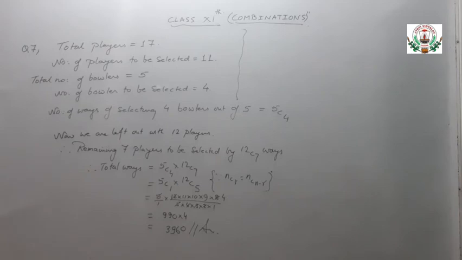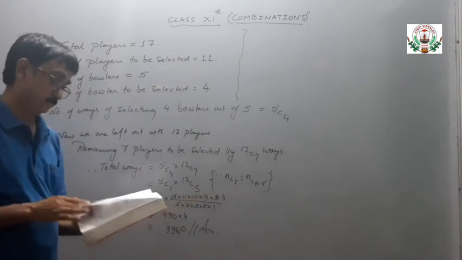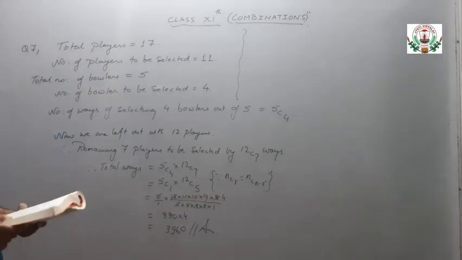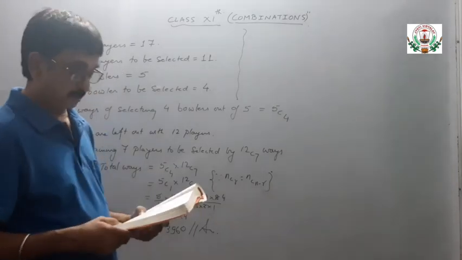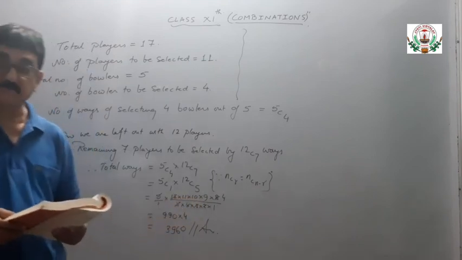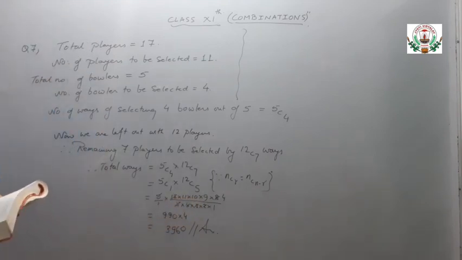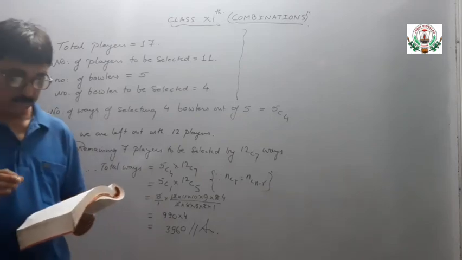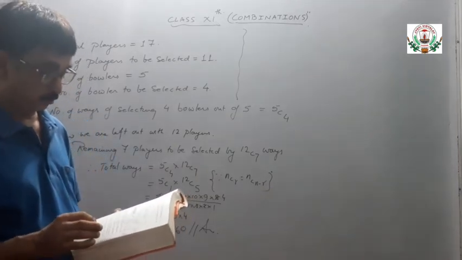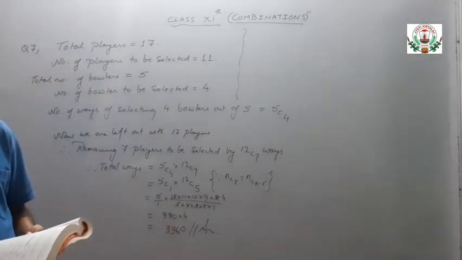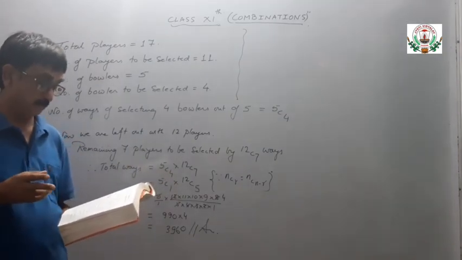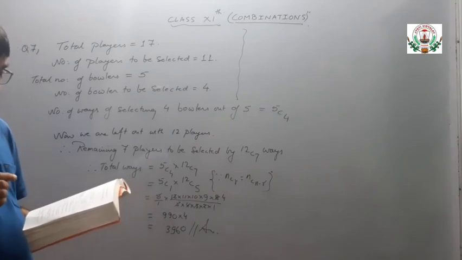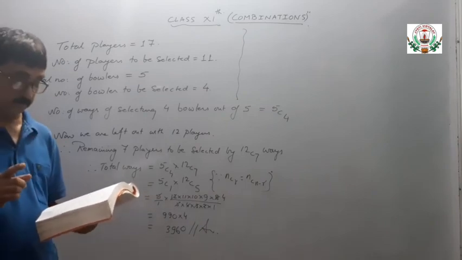Now let's move to question number 7. It is an important question from exercise 7.4. In how many ways can one select a cricket team of 11 from 17 players in which only 5 players can bowl, if each cricket team of 11 must include exactly 4 bowlers? First understand the question. In how many ways can one select a cricket team of 11 from 17 players?